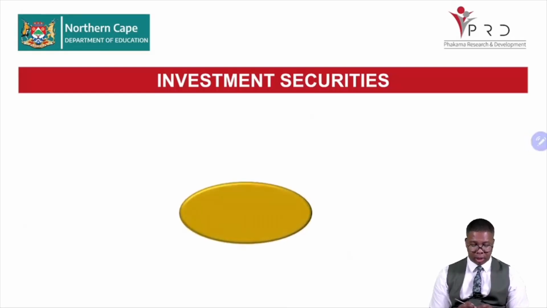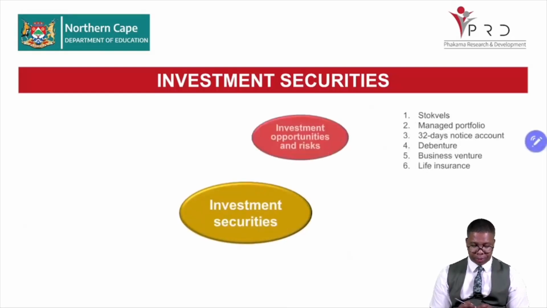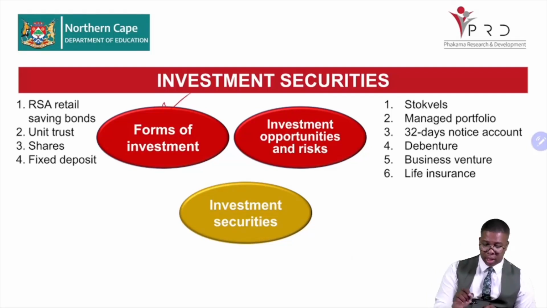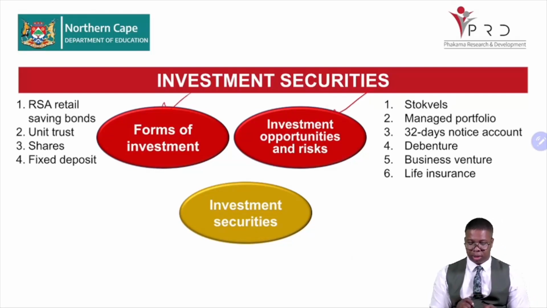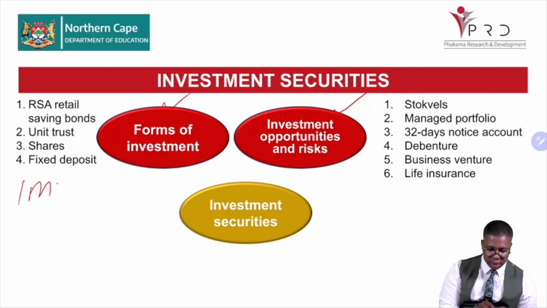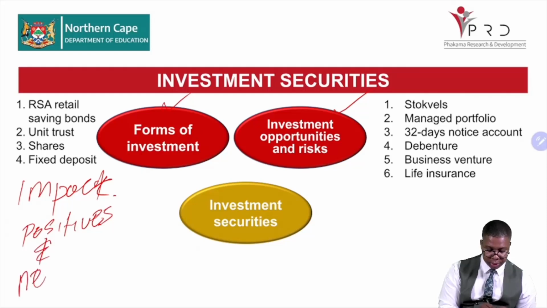Then let us look into the first aspect. The first aspect there is to understand the two, because these two can cause confusion. We have forms of investment this side, and we also have investment opportunities this side. Forms of investment will be assessed by evaluating the impact, and when we say evaluate the impact, we are looking into the positives and negatives.